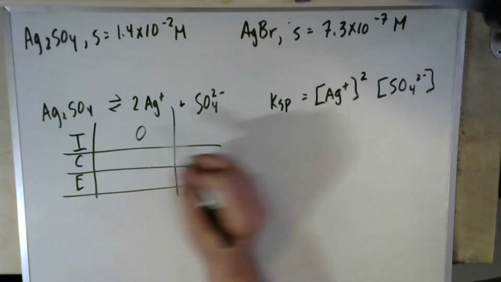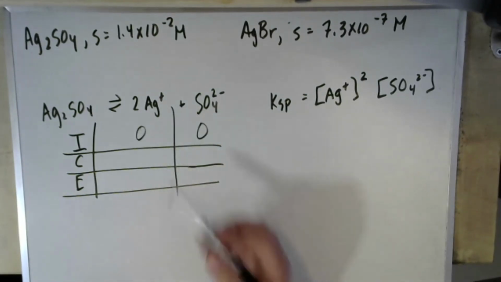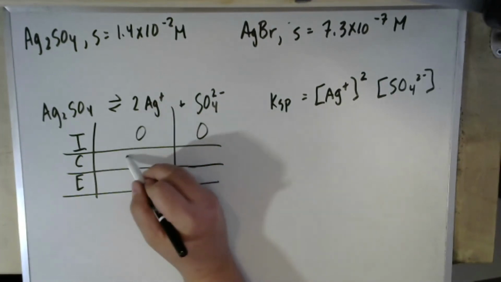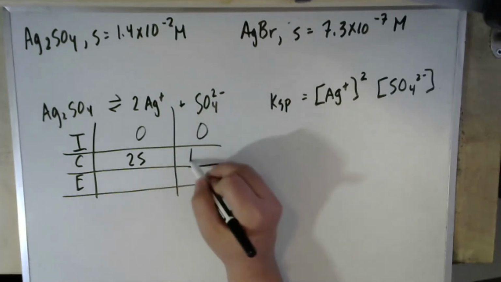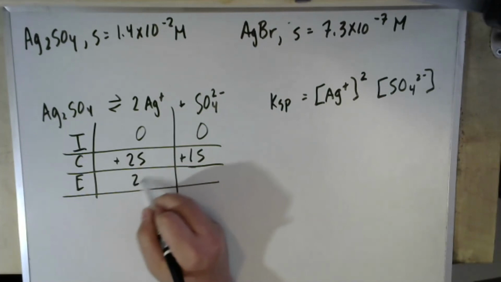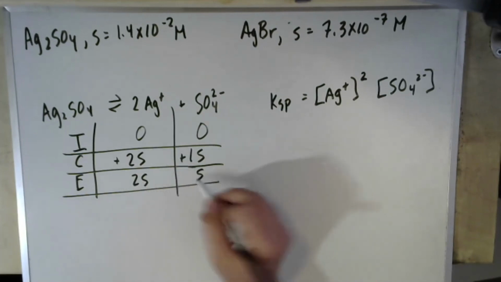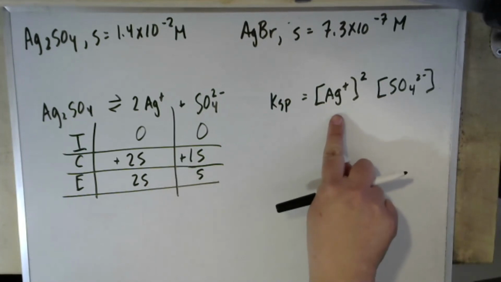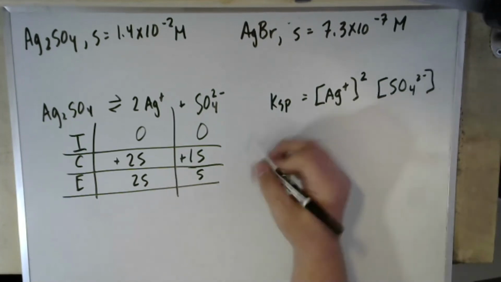So here we're starting with zeros initially. When it dissolves, I'm going to end up with 2s worth of the silver ions and 1s worth of the sulfate ions. So I'm going to have 2s for my silver, s for my sulfate. So I'm going to plug 2s in here for the silver.